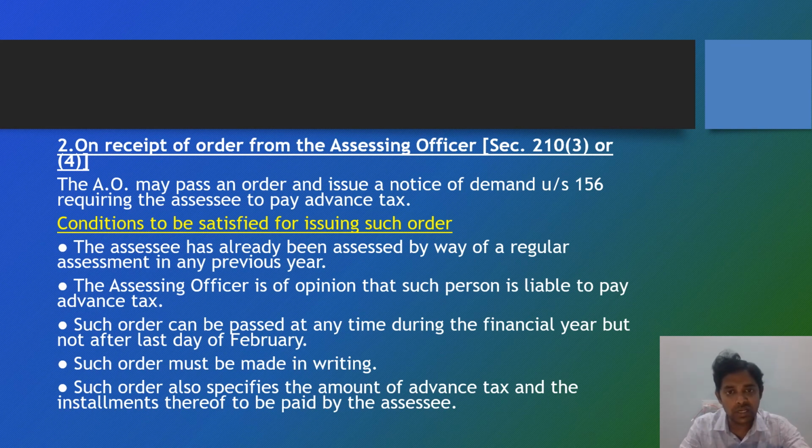On receipt of order from the assessing officer, which is discussed under section 210(3) or (4), the assessing officer may pass an order and issue a notice of demand under section 156 requiring the assessee to pay the advance tax. Conditions to be satisfied for issuing such order: the assessee has already been assessed by way of regular assessment in any previous year. The assessing officer is of opinion that such person is liable to pay advance tax. Such order can be passed at any time during the financial year, but not after the last day of February. Such order may be made in writing.